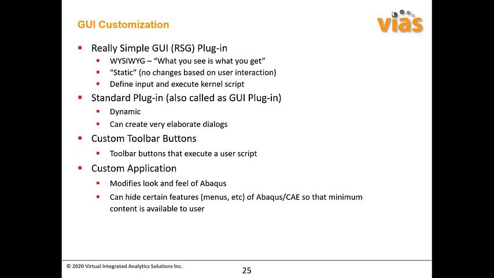Finally, you can move on to a custom application. A custom application is the most complicated scenario for customization within Abaqus, but it gives you the most flexibility on what you want to do. One of the good parts of a custom application is that you can remove certain features from CAE, maybe file menus or certain components of the file menu, certain parts of the display modules, and you can set up a workflow for users that may be less familiar with CAE, so it would be easier for them to navigate through the workflow and get to the end goal.